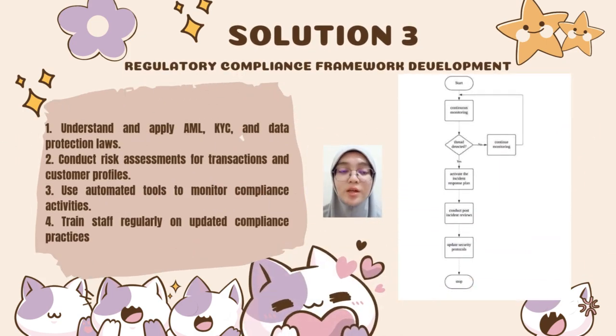For solution 3, regulatory compliance framework development. First, understand and apply anti-money laundering (AML), know your customer (KYC), and data protection laws. Conduct risk assessments for transactions and customer profiles. Next, companies can also use automated tools to monitor compliance activities, such as automated transaction monitoring systems, which can quickly identify suspicious activities, and train staff regularly on updated compliance practices.